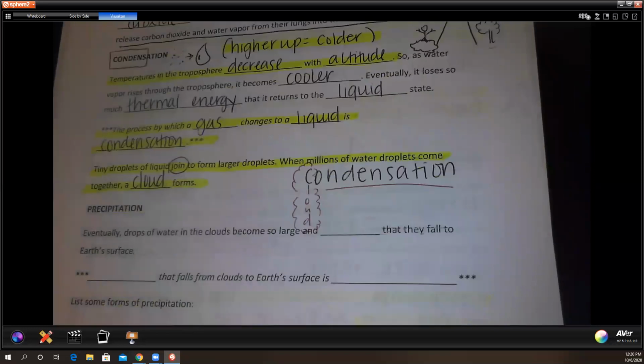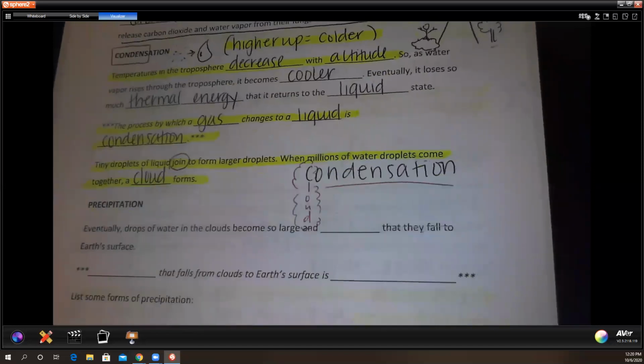Almost done, y'all. Almost done. Thumbs up when we're ready. Awesome, here we go.